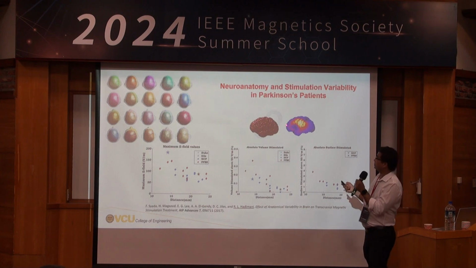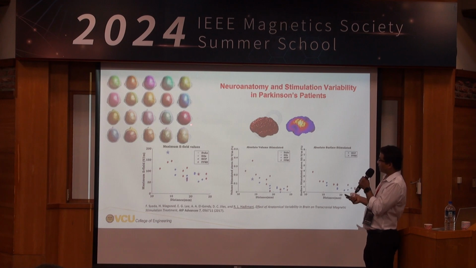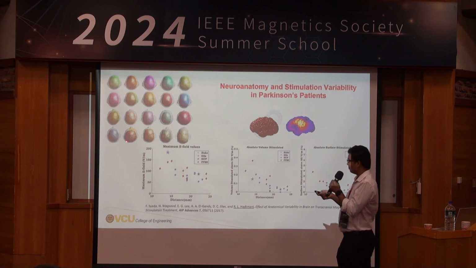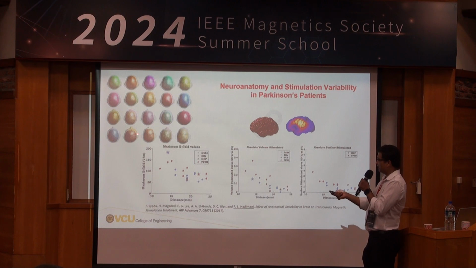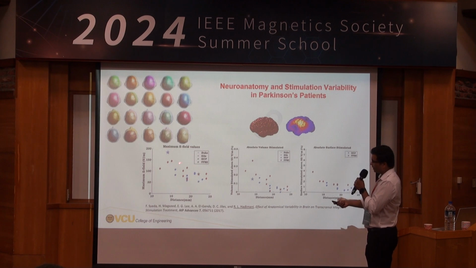So we also looked at, this is again coming from a public database, this is for Parkinson's patients. This is 20 head models, 20 patients, and here also we see the same. Because these are Parkinson's patients, these are older patients or older subjects. So here we see that as the distance increases, the induced electric field on the surface of the brain decreases. So this is for established models.